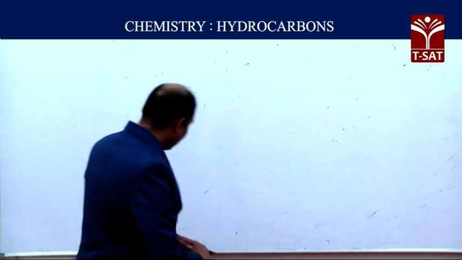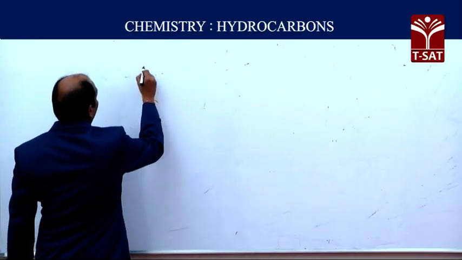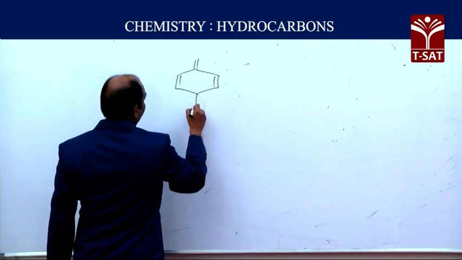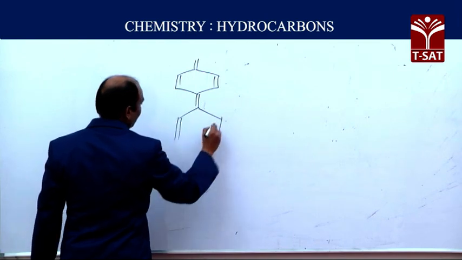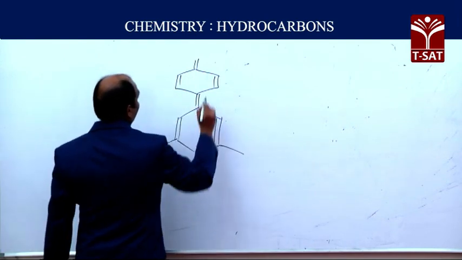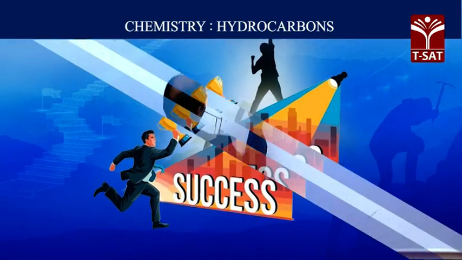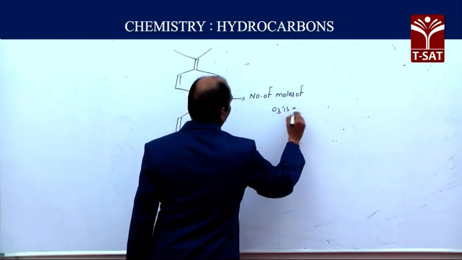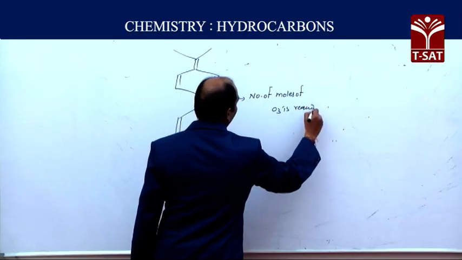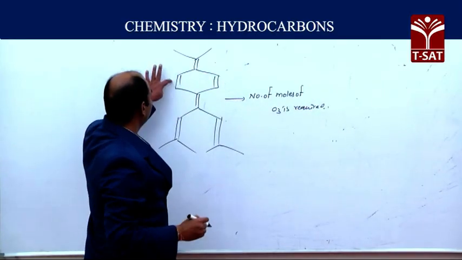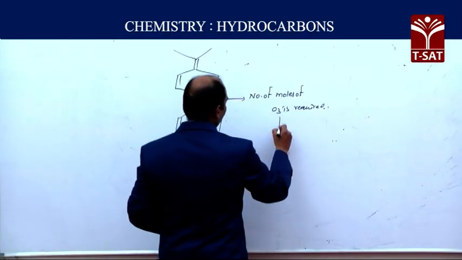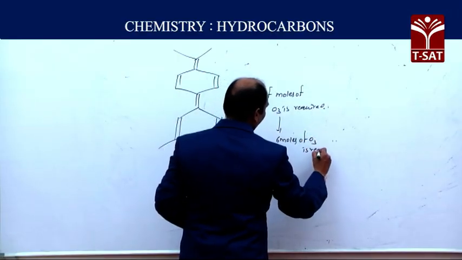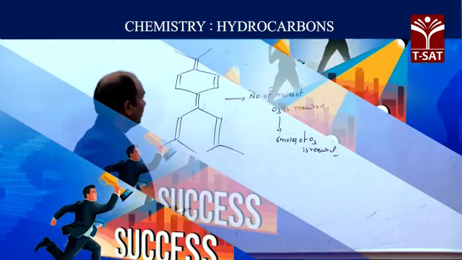In the ozonolysis reaction, for example, this is the reactant. The number of moles of O3 required. Here, how many double bonds are there? 1, 2, 3, 4, 5, 6. Here 6 moles of O3 are required. So this is one question.